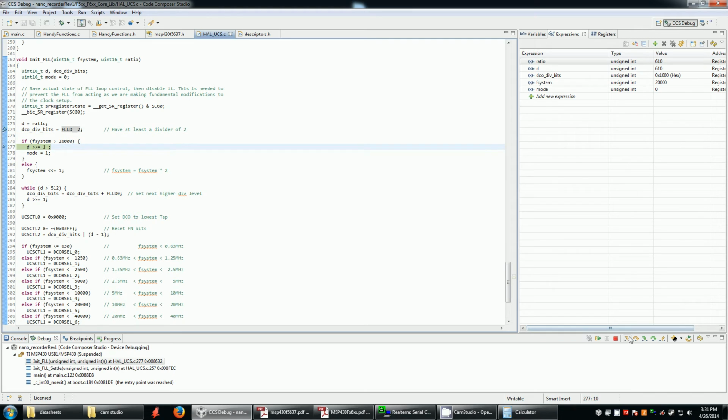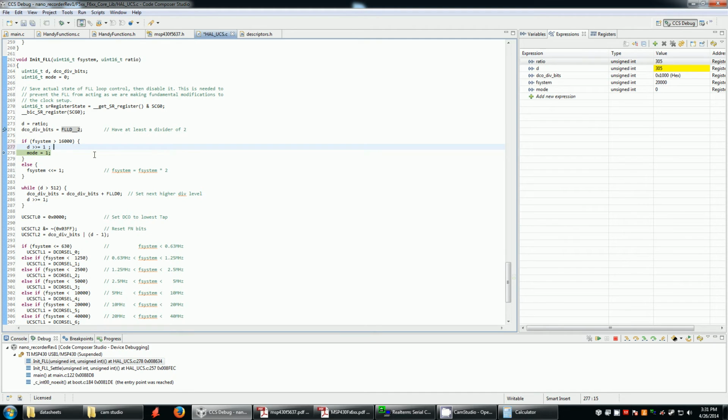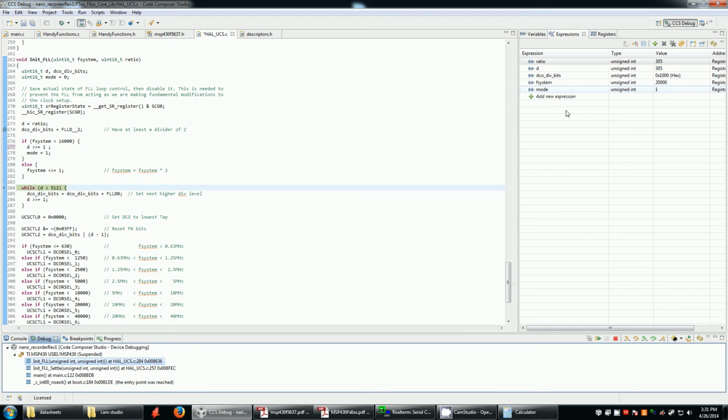So if we step through this, you'll see we right shift D by 1, and this is short notation for D equals D shifted right by 1. That's what that notation is. It's just a shorthand way of doing it. We set mode 0, step over that, it's 1.